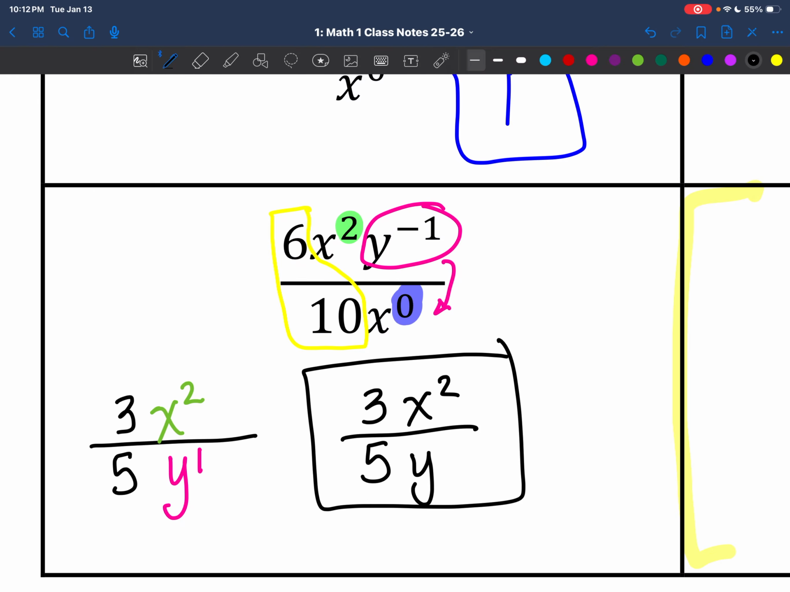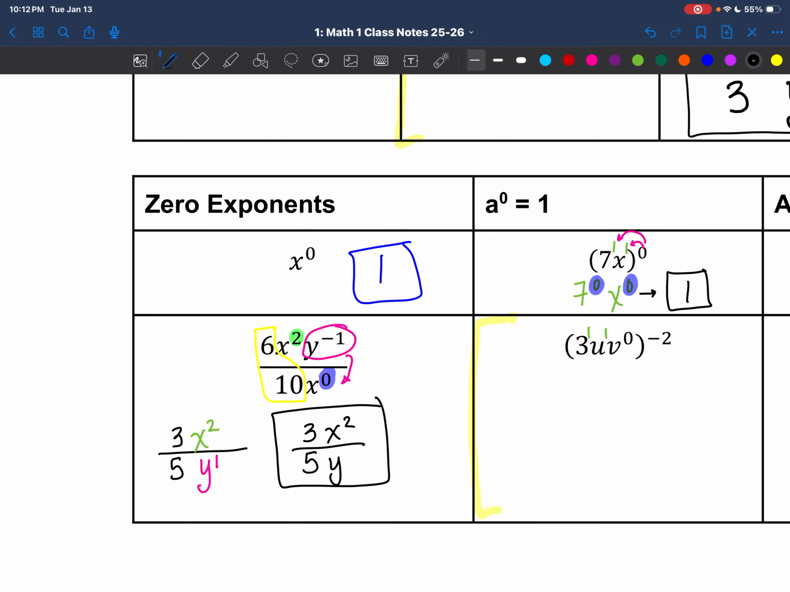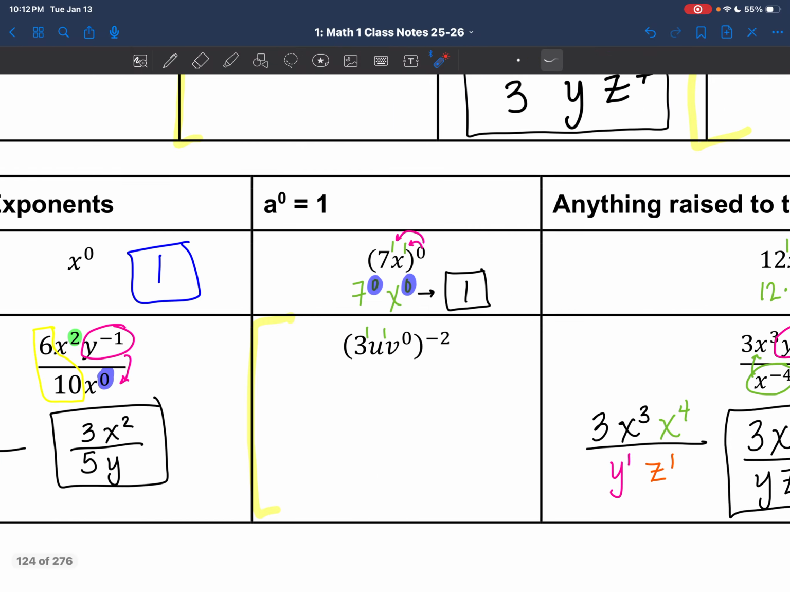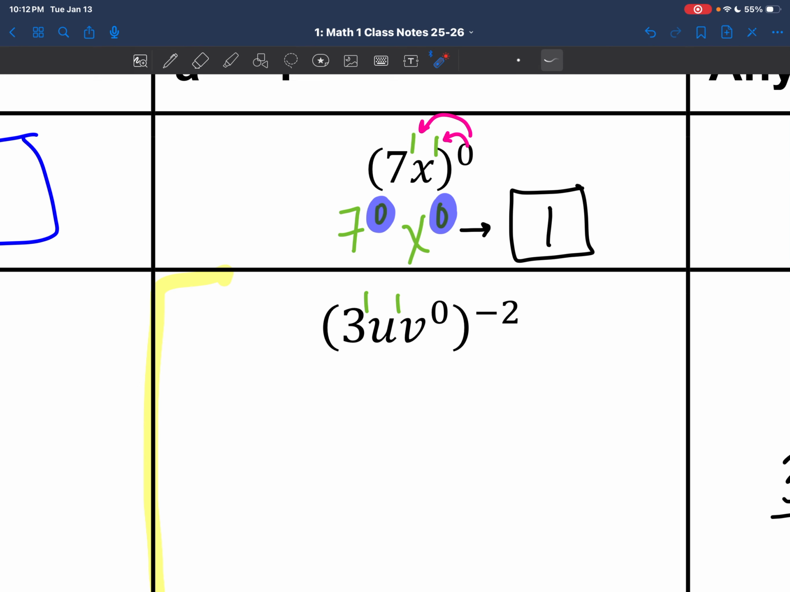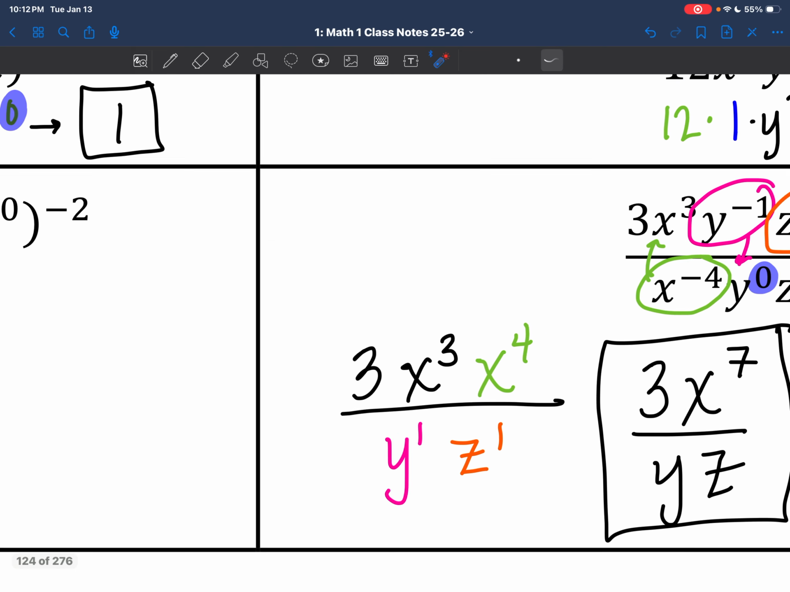So 5y. So when you're doing this, just be careful so you don't make silly mistakes like I just did there. All right, now this one, go ahead and try this one. What I did is I did write a 1 in, and then this 0 goes with v. All right, now let's go ahead.